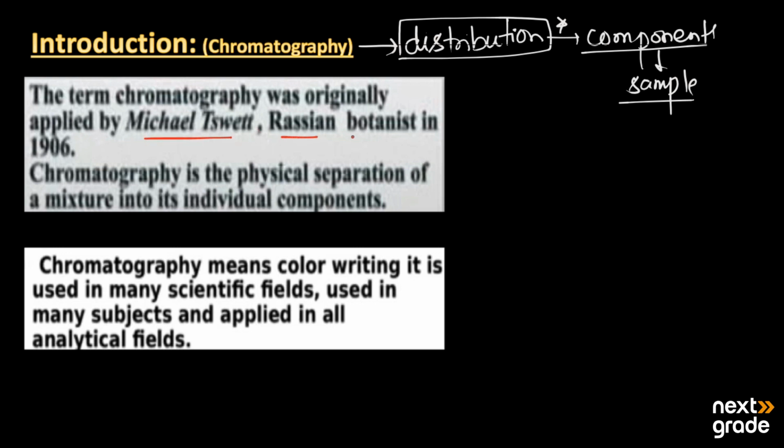The term chromatography was originally applied by Michael Tswett. He was a Russian botanist and he gave that term in 1906. Basically, chromatography is a physical separation of the mixture into its individual components. It means all the components get separated from the mixture of the sample. So this is mainly the individual components separation.